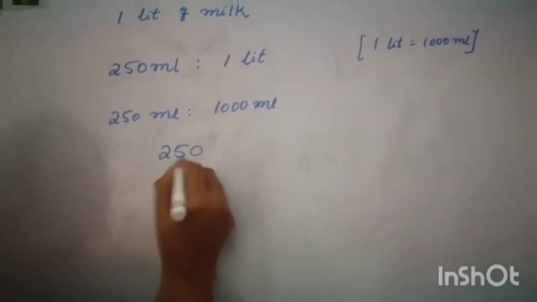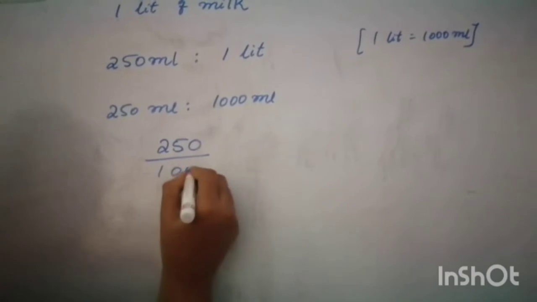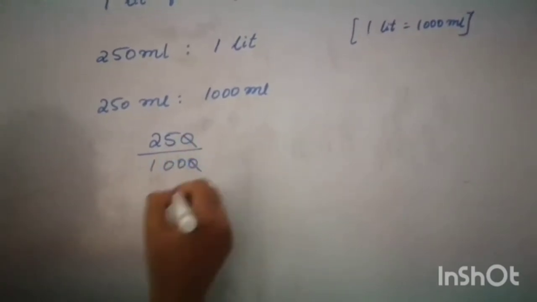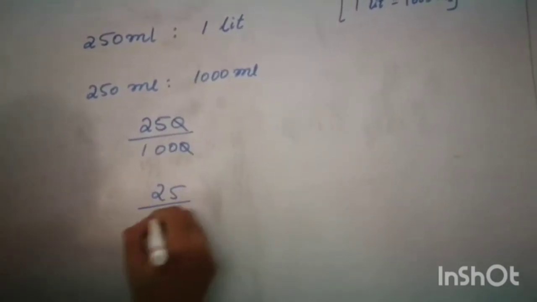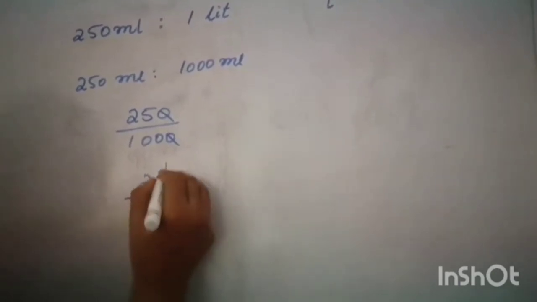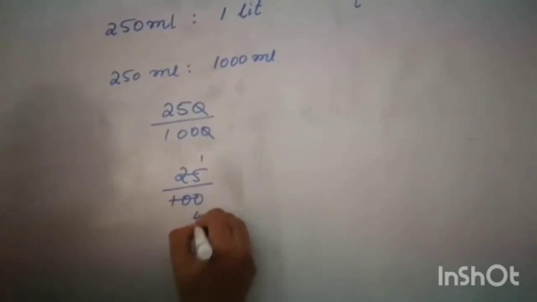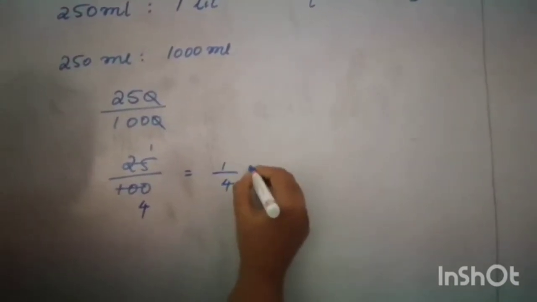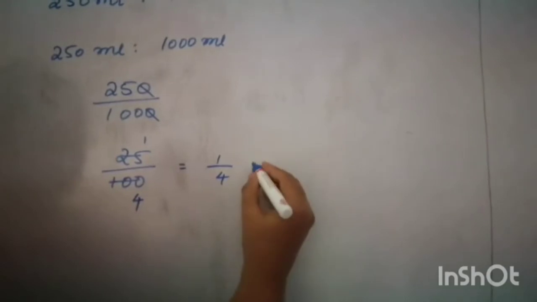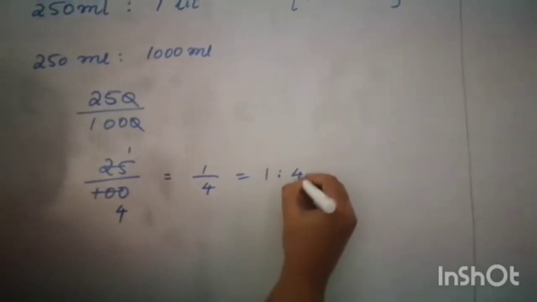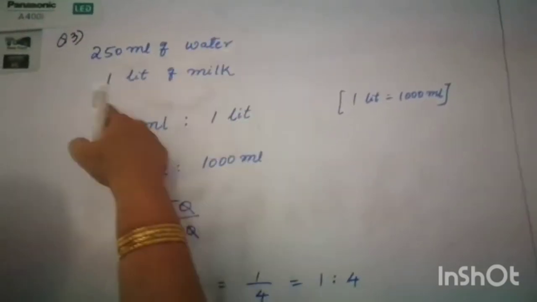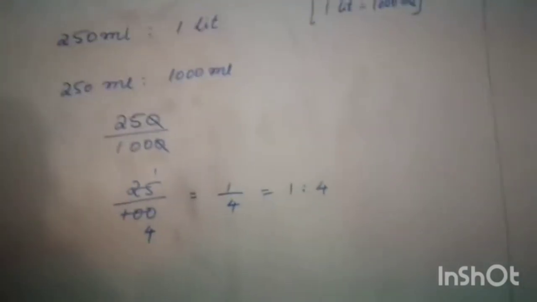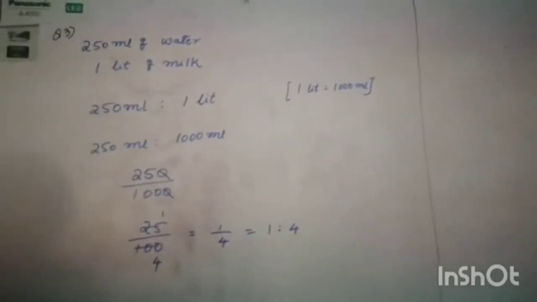So by division, 250 divided by 1000. Cancel the 0, cancel the 0. 25 by 100. 25 ones are 25, 25 fours are 100, isn't it? So 1 by 4, or you can write this as 1:4. Is it fine, children? So steps are there: quantity of water, quantity of milk. That step I will make you write in a PDF, children. But this is your explanation part, how to solve.